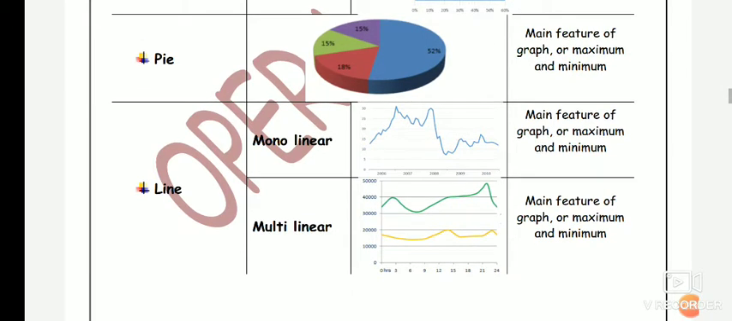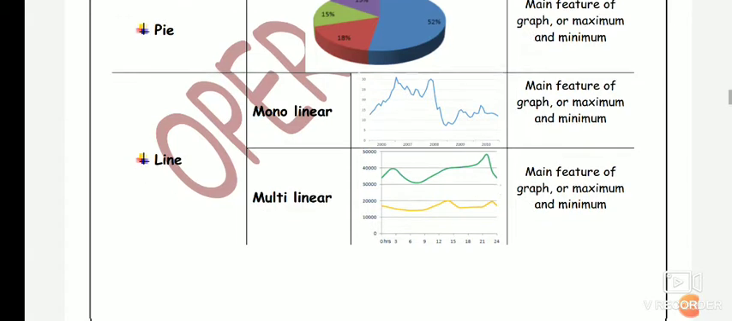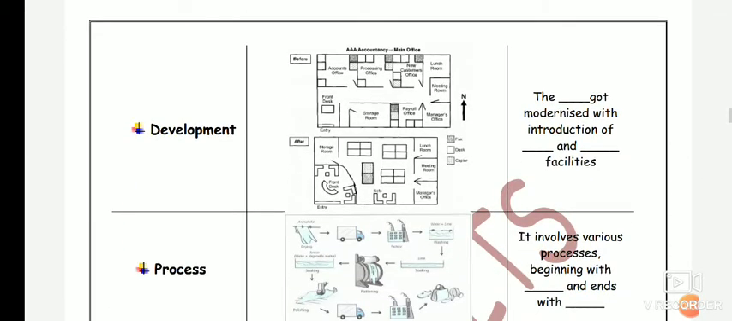Then next is the line graph, and for that there are two types. The first one is the monolinear, and for that they give you a single line. You have to describe what increased at what time and what decreased. It will be according to the graph and the question. The second one is the multilinear, and you will get multiple lines, either 2, 3, or 4, depending on the question.